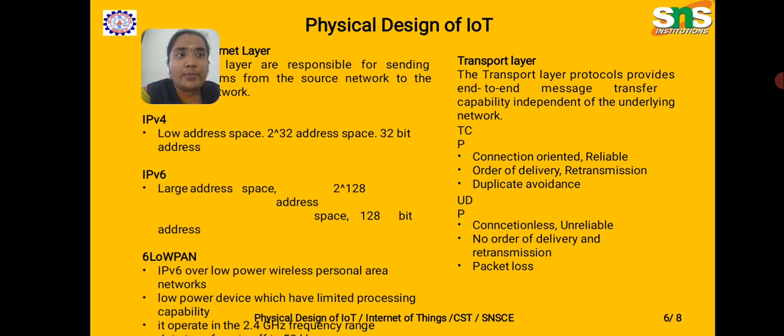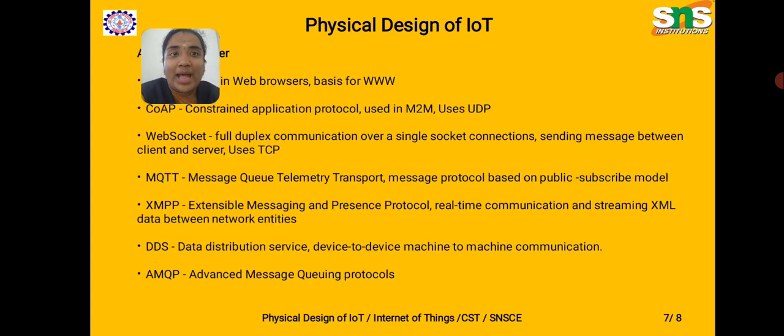Transport layer protocols provide end-to-end message transfer capability independent of the underlying network. TCP is connection oriented and reliable, with order of delivery, retransmission and duplicate avoidance. UDP is connectionless and unreliable, with no order of delivery and transmission, and packet loss.